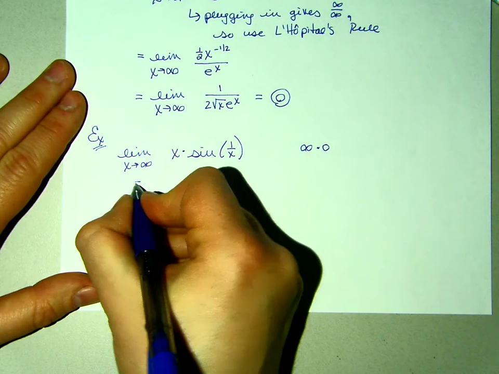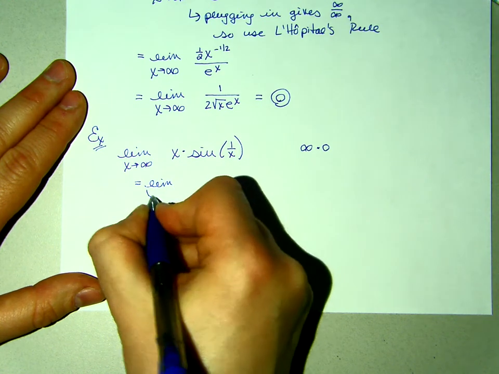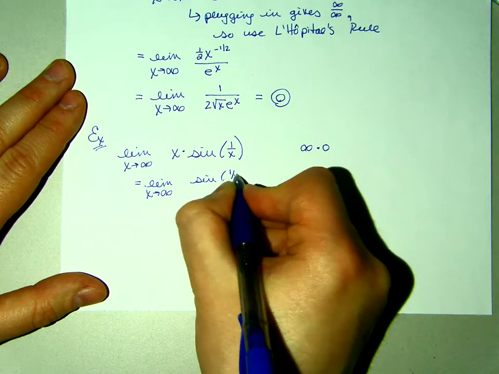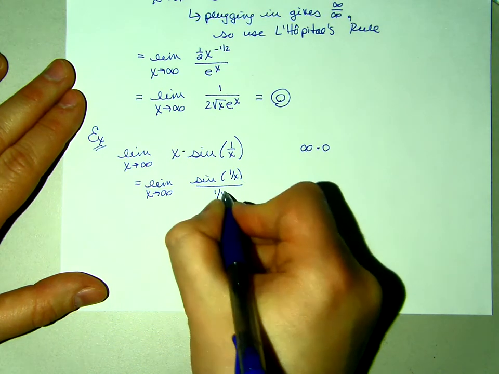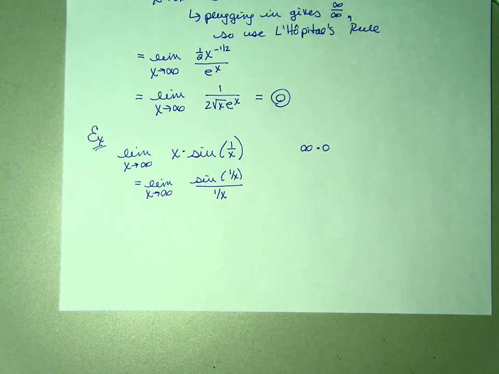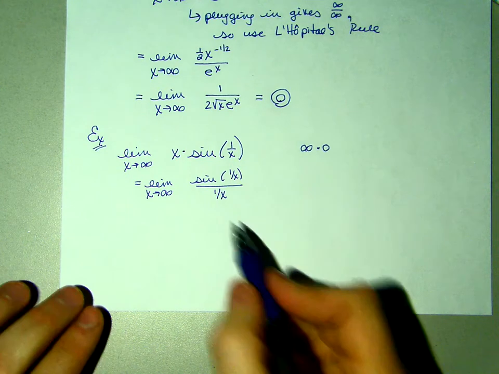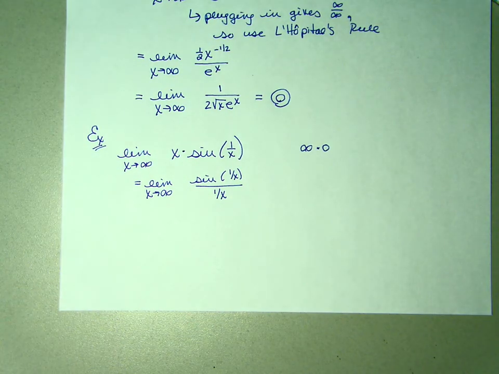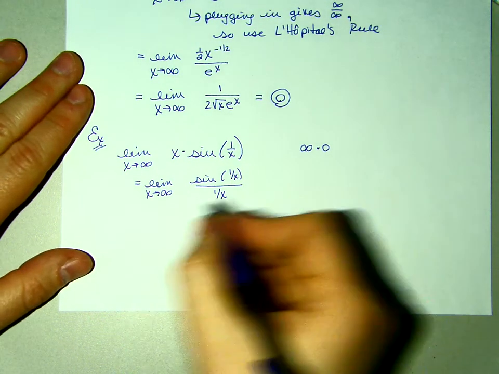Watch what I'm going to do. Rather than saying times x, I'm going to say divided by 1 over x. Isn't dividing by 1 over x the same as multiplying by x? Can you kind of convince yourself of that? Multiply by the reciprocal, you get the x there. This is actually going to be what we need to make this work.